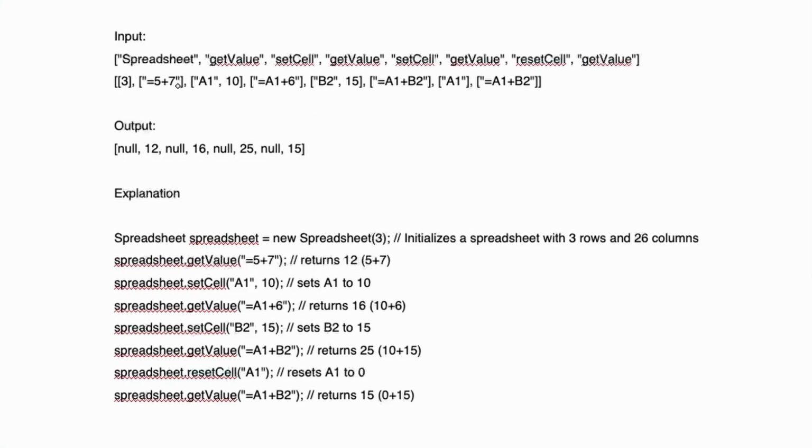Looking at the example here, we'll see that our output is null, 12, null, 16, null, 25, null, 15. This first 12 is because we're doing getValue, but our values are just 5 and 7. So we're not looking at any cells, we're just going to add these up. Then we set A1 to 10, and our next getValue is that value there, 10, and 6, so we get 16. Then we set B2 to 15. So then we do B2 and A1, which is going to be 25. Then finally, we do A1 and B2, which is 15.